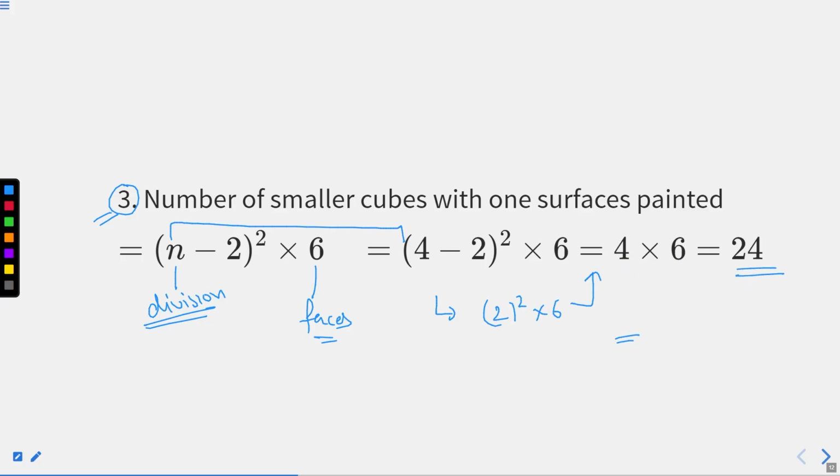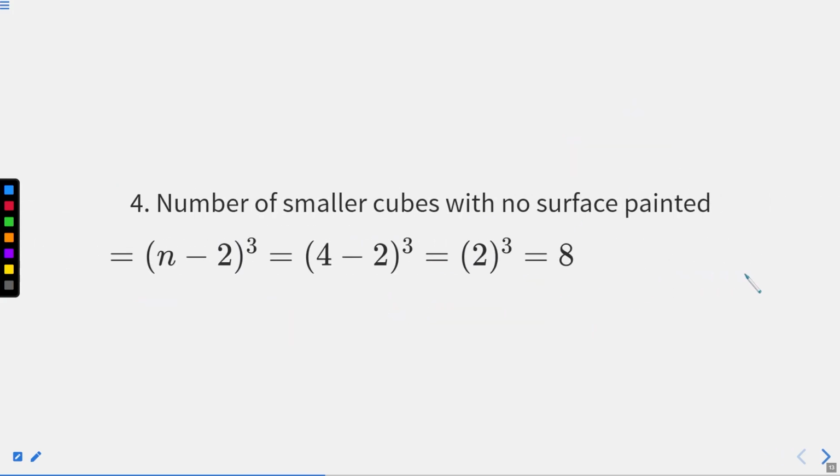I hope as a class 10 student you are very well aware of basic mathematical operations: your brackets, division, multiplication, addition and subtraction. You are very well aware of BODMAS as well, right? Bracket, of, division, multiplication, addition and subtraction. We have already discussed the concept of BODMAS in the chapter on mathematical operations. So I hope till here you are able to find all three answers.